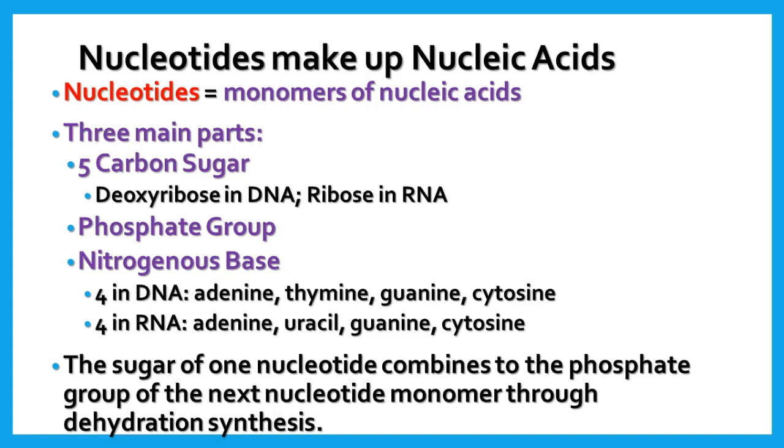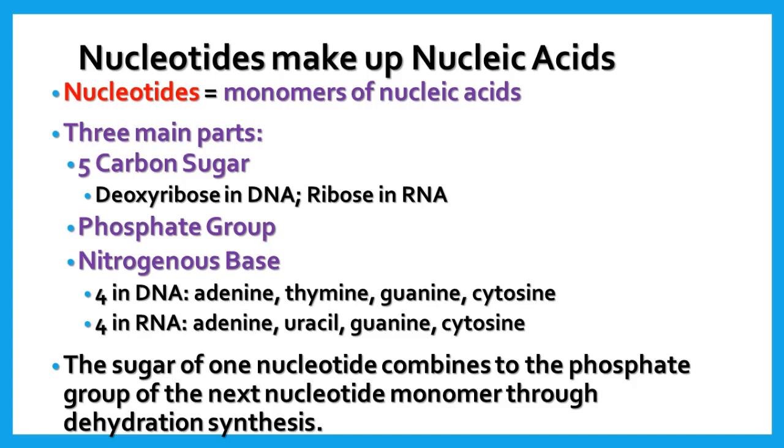The nitrogen bases, there are 4 different nitrogen bases in DNA and 4 different ones in RNA. 3 of them are the same. DNA has adenine, thymine, guanine, and cytosine. You can tell by the name that the ine part means amino, so they'd have some nitrogen in there from an amino group. In RNA, we have adenine, uracil instead of thymine, guanine, and cytosine.